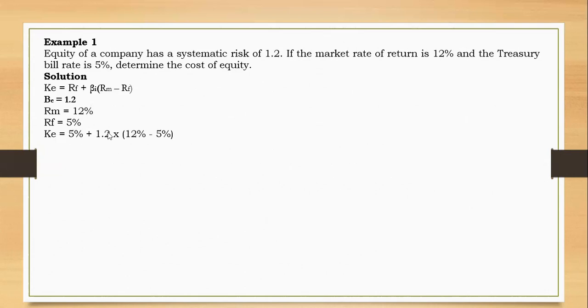So I have the risk-free rate of return. I have the beta here, 1.2. I have RM, market return, 12%, and RF, 5%. 12 minus 5 equals 7%.